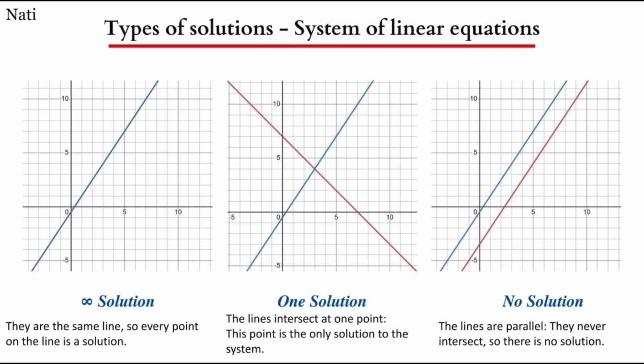Types of solutions of a system of linear equations. If they are the same lines, every point on the line is a solution, so there are infinite solutions. That's why we only have one line in the graph.